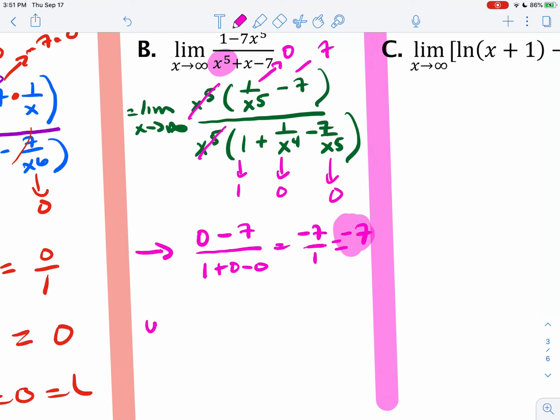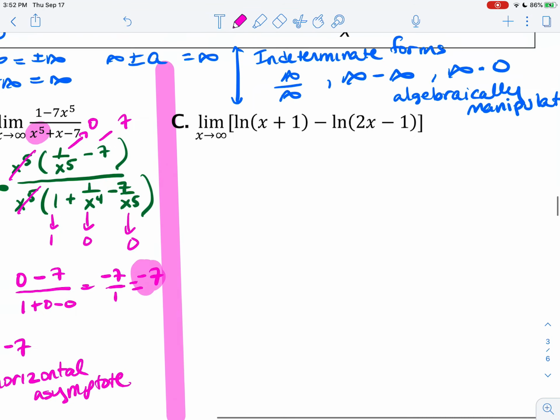So conclusion, y equal to minus 7 is a horizontal asymptote of that function.